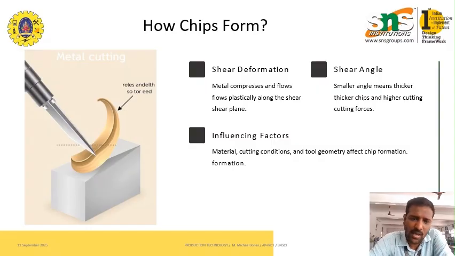The influencing factors of chip formation are the material properties and the cutting conditions, that is, the velocity, the speed, then the nature of the cutting tool and the tool geometry. All these affect the chip formation. I've given a small image on the left. You can see how the material is removed plastically.